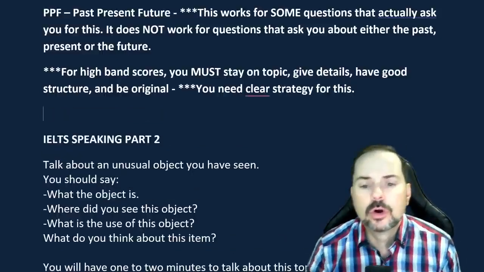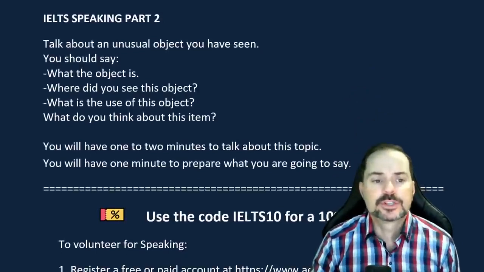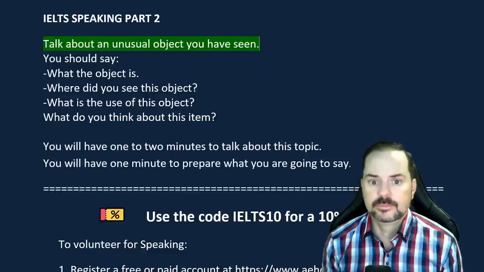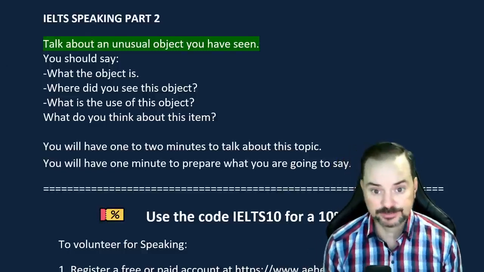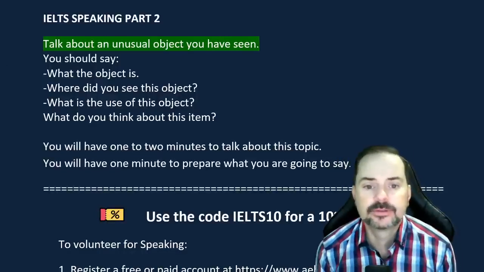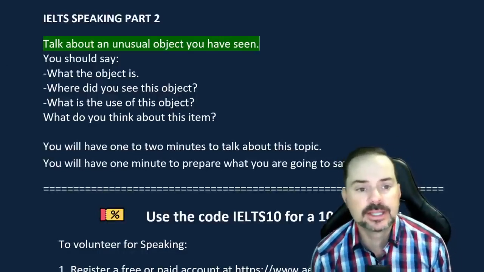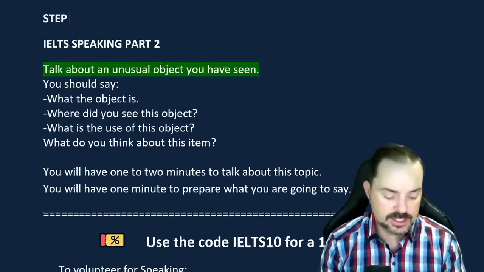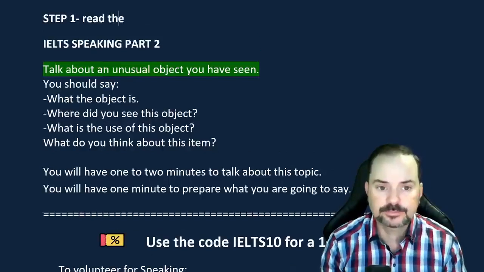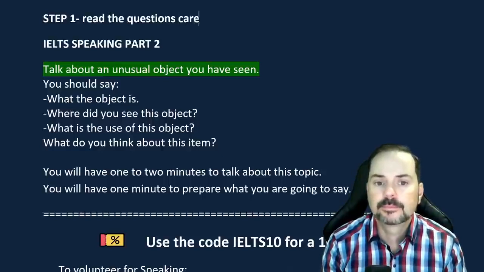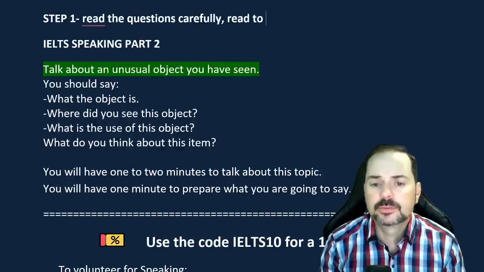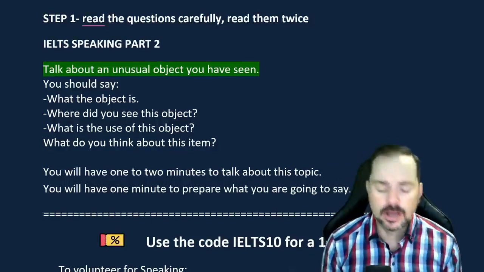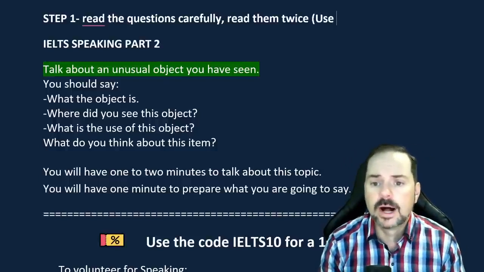Okay, so the examiner will read this first part of the question set, the topic. They'll say, talk about an unusual object you have seen. Okay, your 1 minute preparation time begins now. So your first step, step 1, is to read the question carefully. And it's a good idea to read it twice, just so you're absolutely clear, okay? Remember, you can use the cue card while you're speaking.